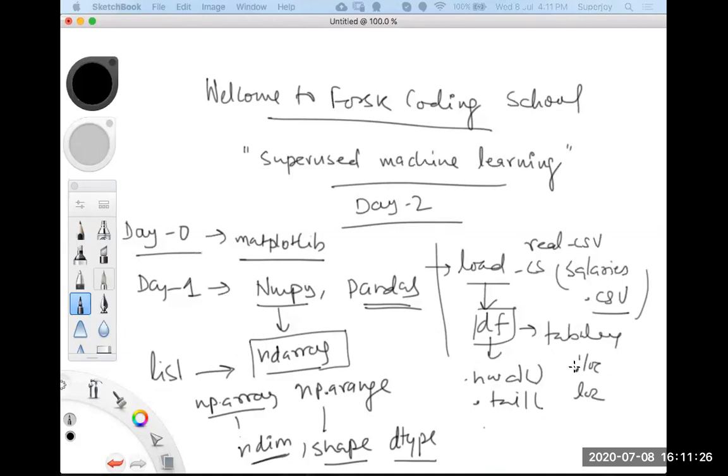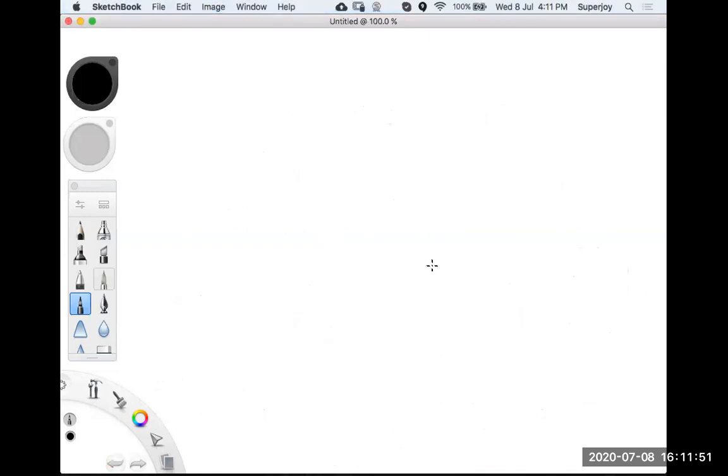And now on day two, we are going to start with machine learning, what machine learning is. So we are going to define machine learning first. Let me discuss the agenda for today, what we will try to achieve today. So first we are going to define a couple of terms. I would be defining what machine learning is.